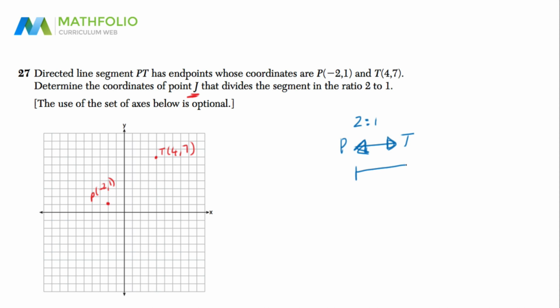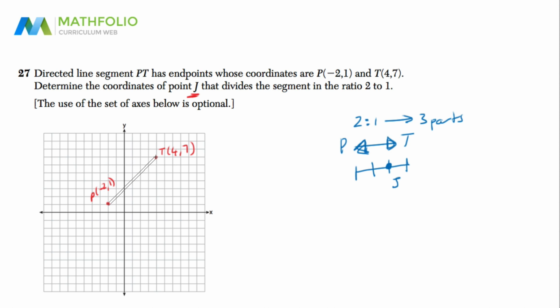Well, what we've got to do is separate this segment into 3 pieces, because the sum of these parts is 3. There's 3 total parts, and if we're able to do that, then we go 2 of these parts from P to here, and that's going to be J. So J is closer to T. So knowing that, let's try and come up with our first step.